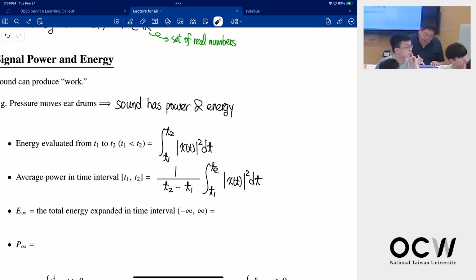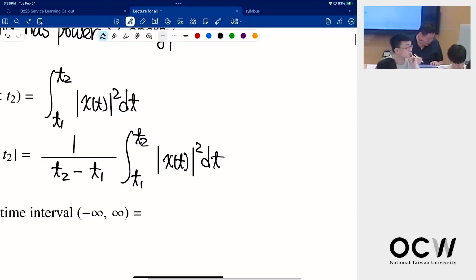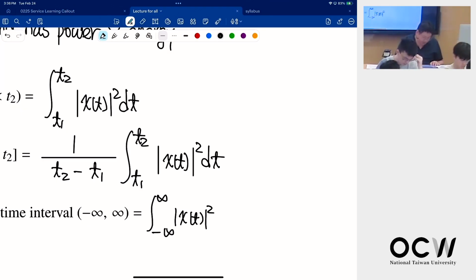Well, we just change the integrals from minus infinity to infinity. So here we have minus infinity to infinity, and the magnitude of your signal squared.